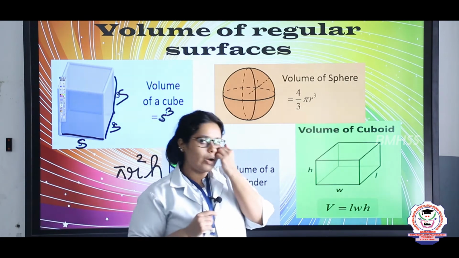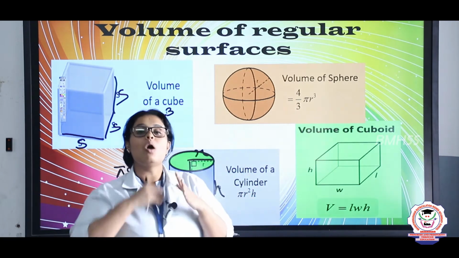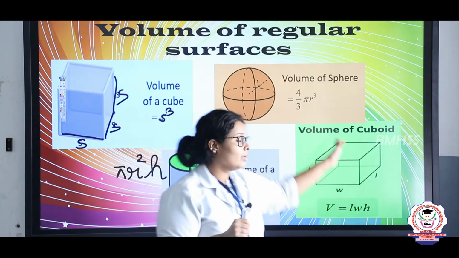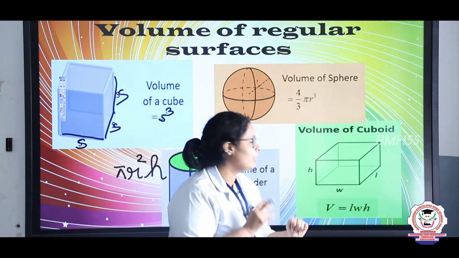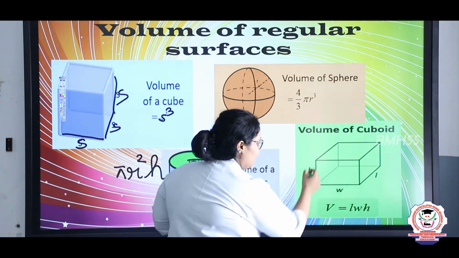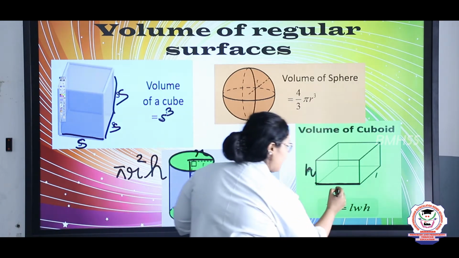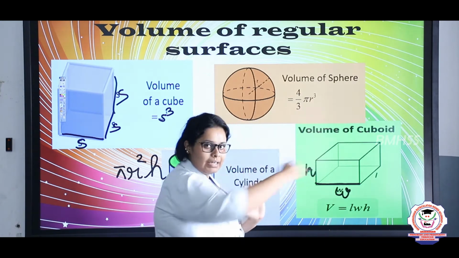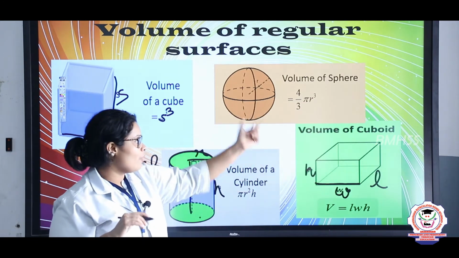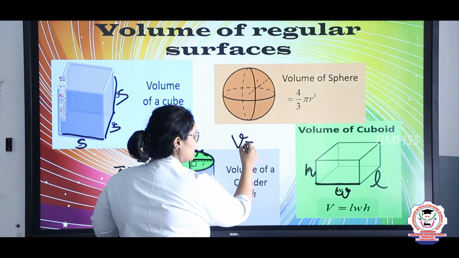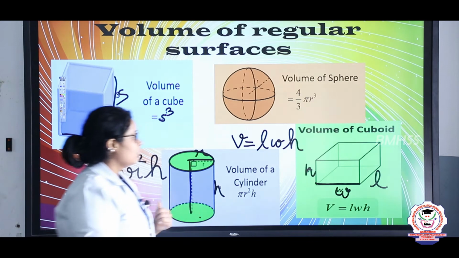Now let's come to a cuboid. So there is only one difference between a cuboid and a cube: in a cube all the sides are same. But in a cuboid there will be one side little longer and another side will be little shorter. So here we have written the standing part as H, the slanting part, that is width, we have taken as W, and the back side, the longer side, we are taking as L, that is length. So volume of a cuboid will be V is equal to length into width into the height, right?